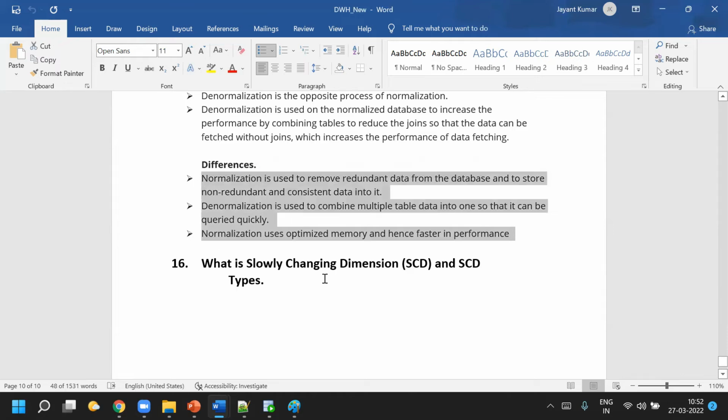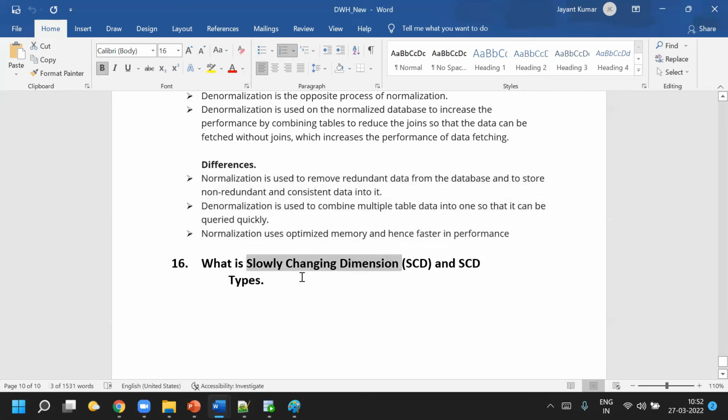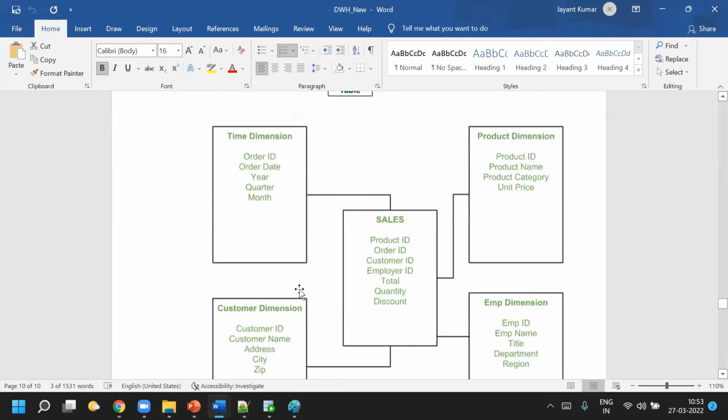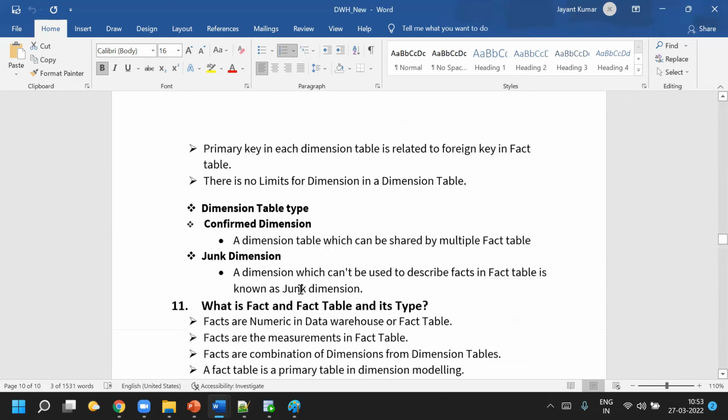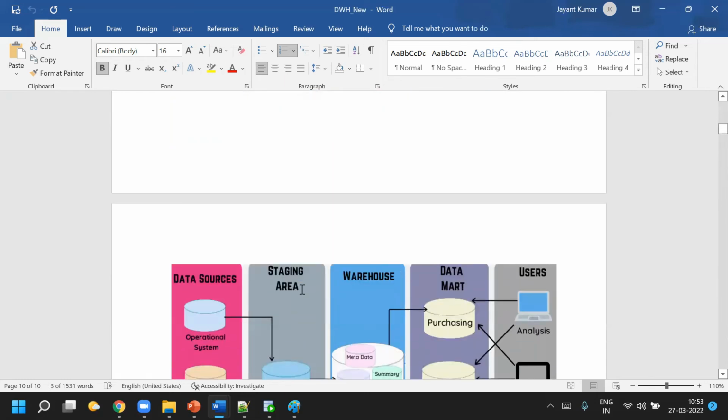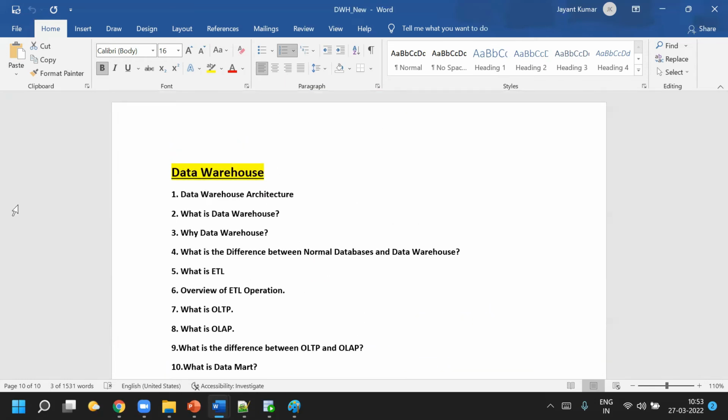We'll see SCD, slowly changing dimension, and SCD types. Generally we have SCD1, SCD2 and SCD3. When we are in the middle of Informatica, we'll see slowly changing dimensions. What is a slowly changing dimension? It will give the proper idea at that time. So that's all about the data warehouse. We have covered almost all the topics. If we miss anything, I'll keep adding, and we'll share the information at the end when we have a section.